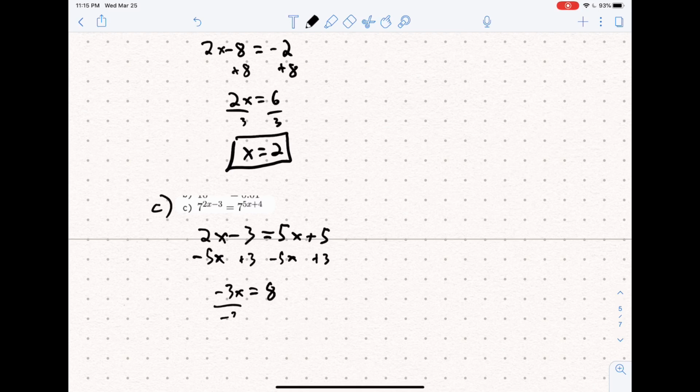Now, if we divide both sides by that negative 3, we get that x is equal to negative 8 over 3. And I'll leave it as a fraction because that's the most exact answer. We could convert it to a decimal, but in a decimal you have to round it off eventually, and there you lose a little bit of the exactness of the number. So the answer here is x is equal to negative 8 over 3.